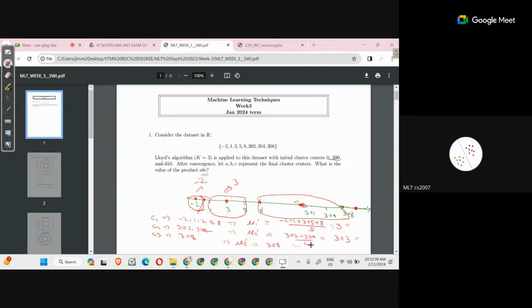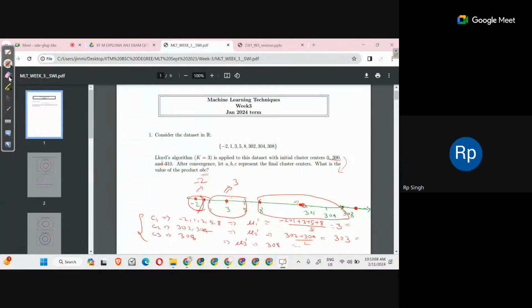Getting my point? Like you're mentioning that since the initial cluster centers are given, and based on that we are assuming that -2, 1, 3, 5, 8 will be represented in one group. From here only we have to do. Based on that only we calculated C1, C2, C3: what all points will fall in C1, what all points will fall in C2, and what all points will fall in C3.